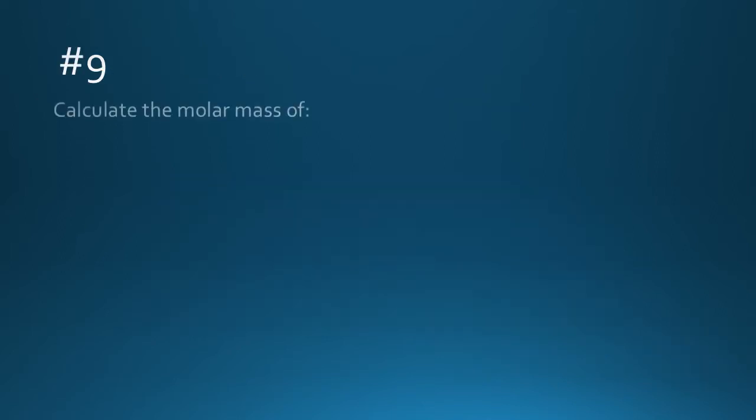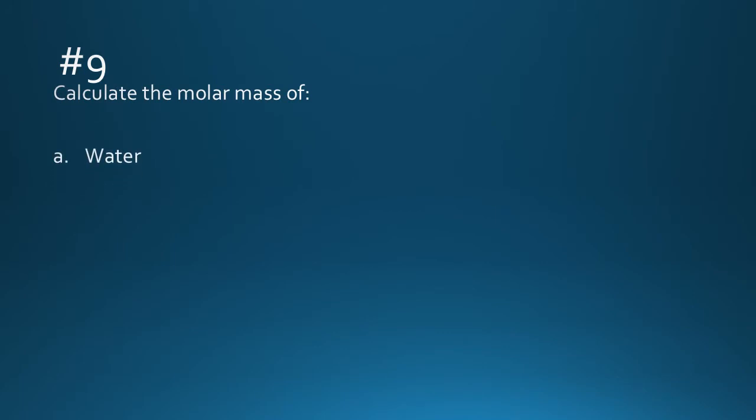For number 9, we need to calculate the molar mass first of water. Yeah, you're going to have to find the chemical formulas for some of these. Ooh, Chapter 4, flashback. Water, you should know, is H2O. So for every 2 hydrogens, we're going to say 2 times 1.008. And I'm going to ignore the units for right now. They're all grams per mole because molar mass is always grams per mole.